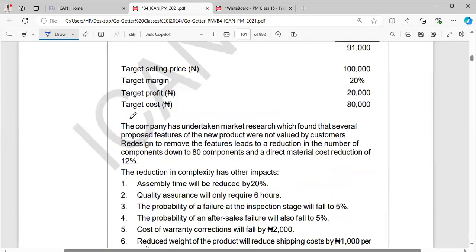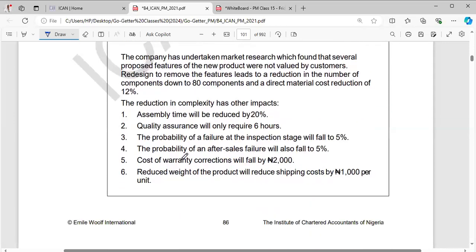So now they will give you another story. The company has undertaken market research, which found that several proposed features of the new products were not valued by customers. Redesign to remove the feature leads to a reduction in the number of components down to 80 components. Now instead of 100, it's now 80. So you now need to check it again. And a direct material cost reduction of 12%.